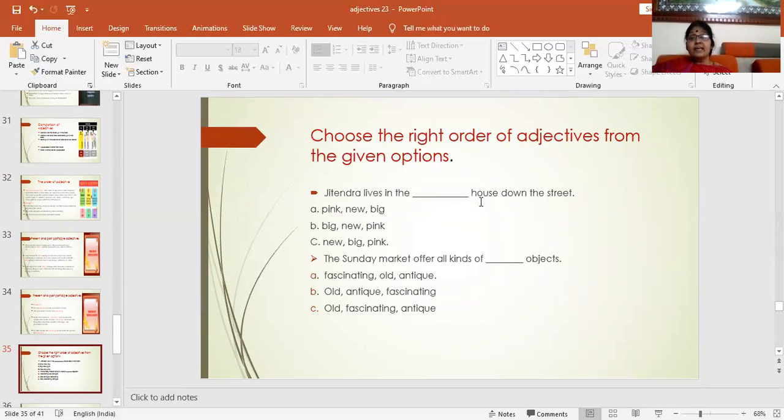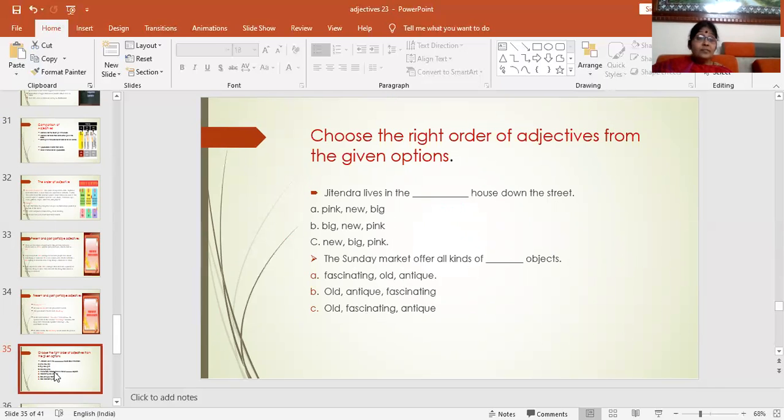Now look at this. Jitender lives in the dash house down the street. Now there are three ways: pink, new, big; big, new, pink; new, big, pink. Which order is the right? The right answer is big, new, pink. The Sunday market offers all kinds of dash objects. Fascinating old antique, or old antique fascinating, or old fascinating antique. The right answer is fascinating old antique, right?